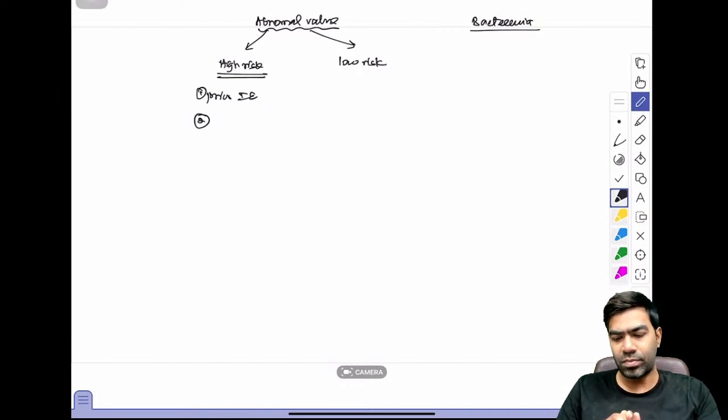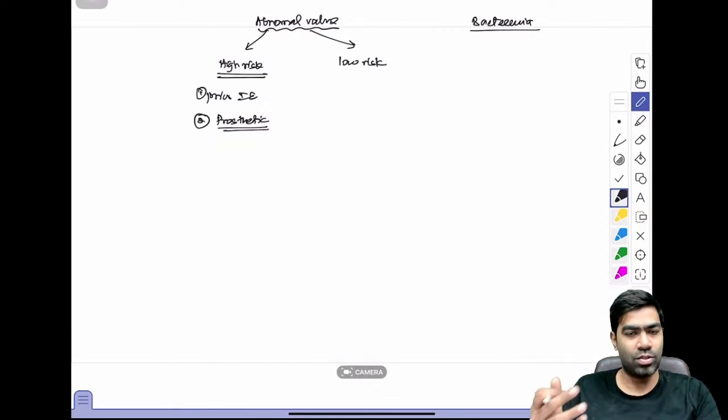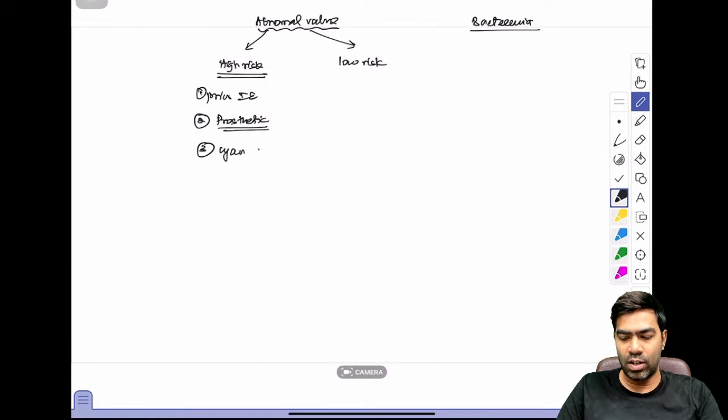Next, if you have a prosthetic valve, of course it's a foreign body, and the blood supply will not be that great, and the immunity will not reach this particular area with that high penetration. That is the reason why prosthetic valves are always at a high risk of development of infective endocarditis. And third, any unrepaired cyanotic congenital heart disease. Especially if unrepaired, they carry a very high risk.